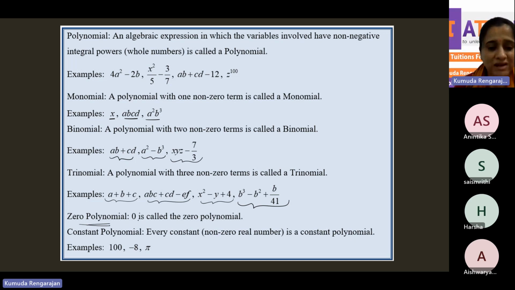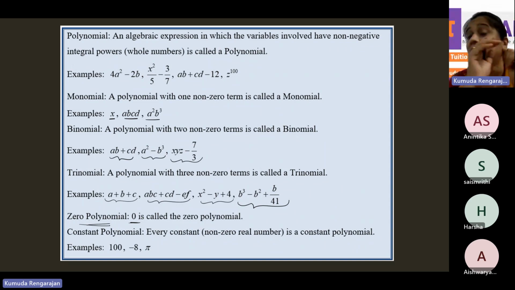What is a 0 polynomial? 0 is the 0 polynomial. You cannot write examples. This number 0 is called the 0 polynomial. And a constant polynomial is every non-zero real number, other than 0. Every number other than 0 is a constant polynomial. There are infinitely many collections of numbers, right? 0 is a 0 polynomial.